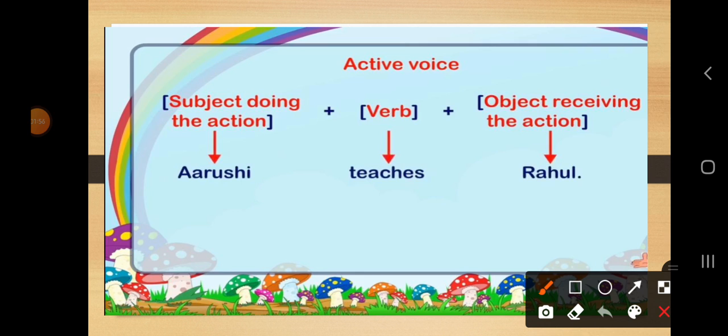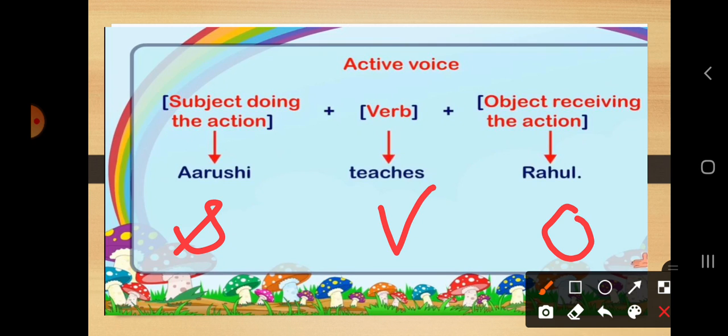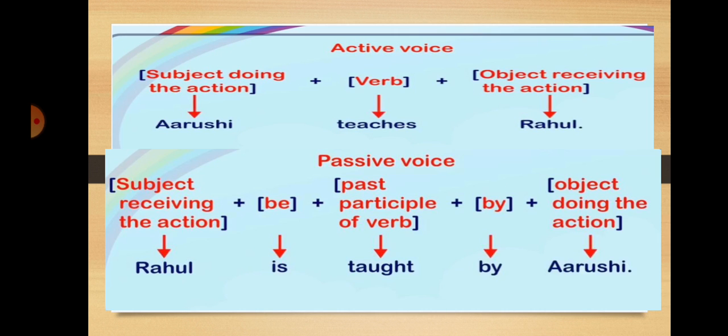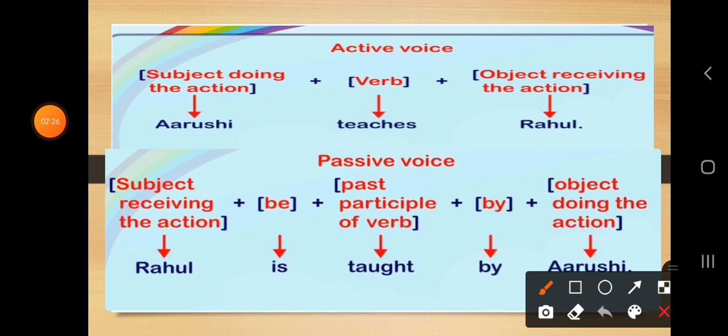Here, Arushi is subject, teaches is verb, and Rahul is object. Subject means who is doing the action, and object means who is receiving the action, and verb tells us which action is being performed in the sentence. Let's change this example into the passive sentence. Arushi is our subject, teaches is verb, and Rahul is object.